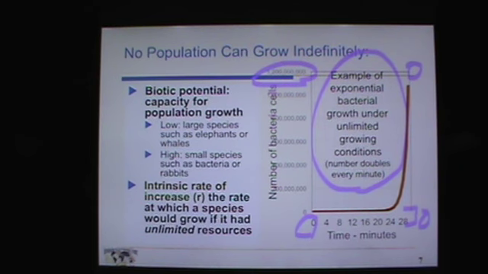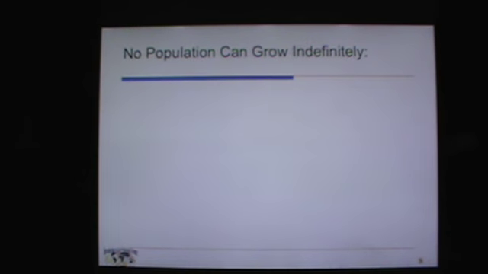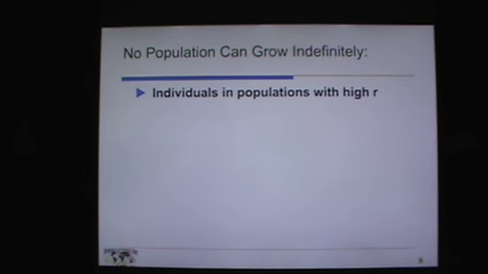What we're looking at here is this intrinsic rate of increase, or R. We'll come back to that quite a bit. It's the rate at which a species would grow if it had unlimited resources. And for bacteria, that's pretty darn fast. Clearly we limit bacteria growth somehow. So, what's next? There we go.